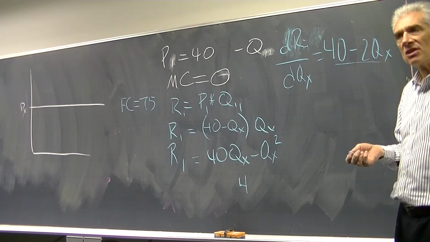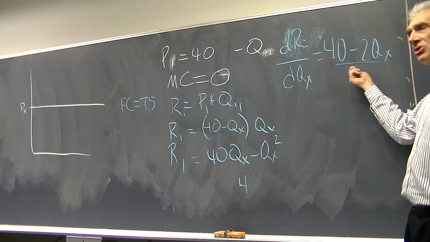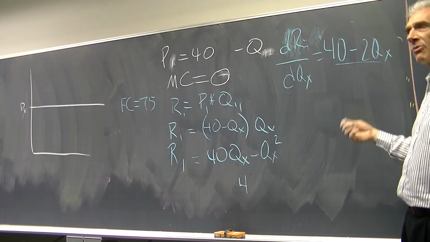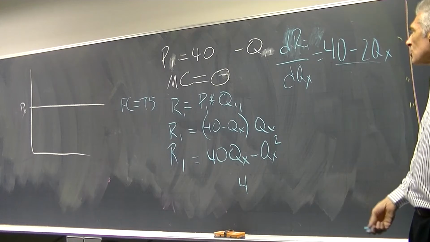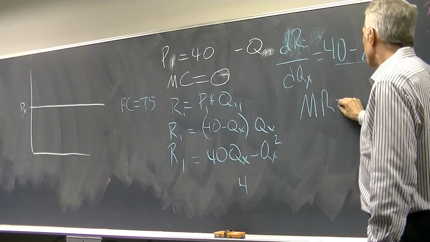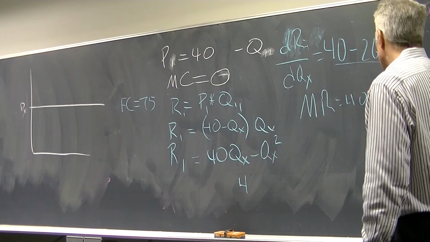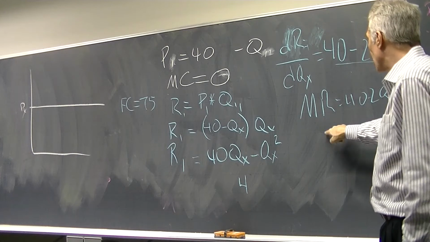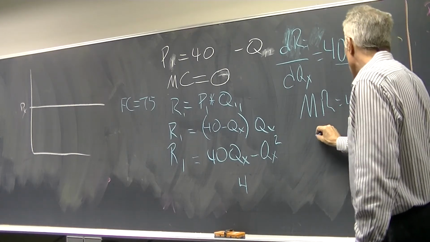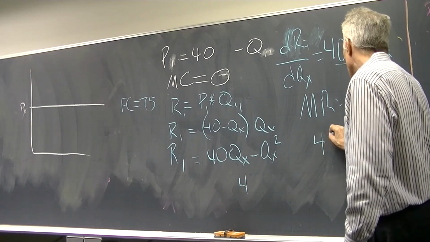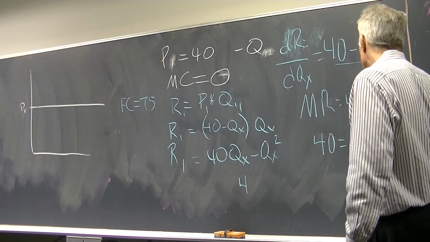What happens on the margin? That's what calculus is. Economists talk about the margin. That's why we use calculus, because we want to figure out what's going on at the margin. This tells us what's going on at the margin. That is the marginal revenue, equal to 40 minus 2QX. We have marginal cost equal to 0, so we don't worry about that. So we maximize by setting 40 equal to 2QX.